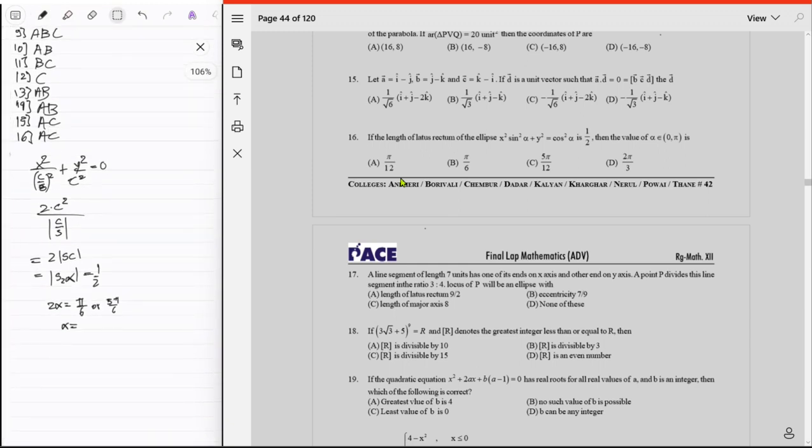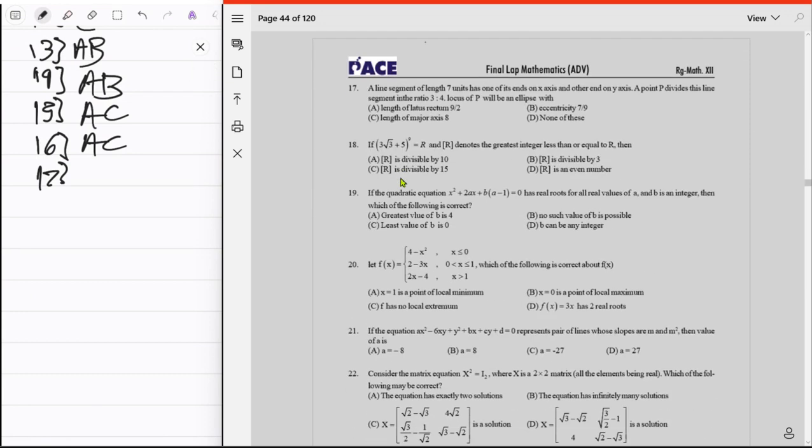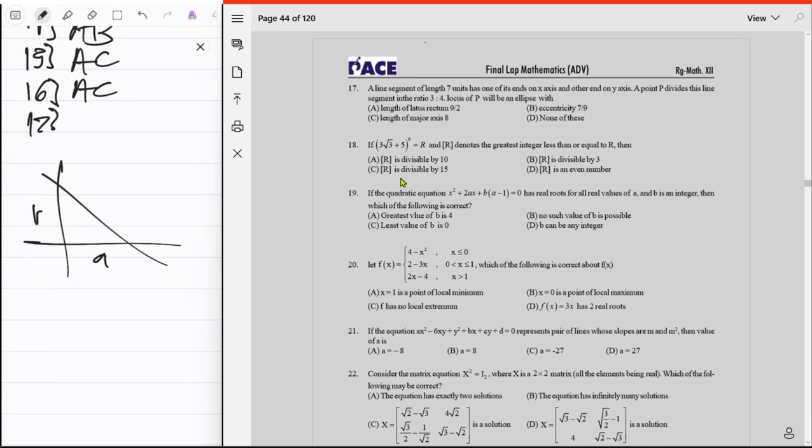17. 17 is a line segment of length 7 units has one of its ends on the x-axis and another end on the y-axis. Point P divides this line segment into 3:4. Locus of P will be an ellipse with... Okay, a certain line segment, length 7 units. Y-axis. So we know that, okay, let's just say the lengths are a and b, and point P divides this line in 3:4, but from the x axis or y axis, I guess by symmetry it doesn't matter, right?